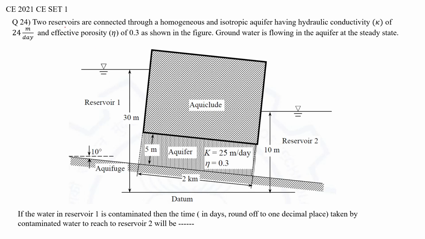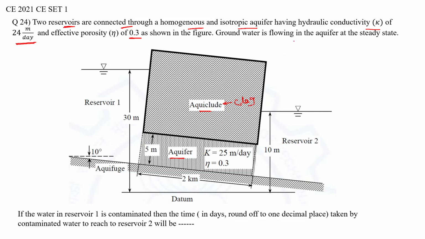So the two reservoirs are connected through a homogeneous and isotropic aquifer having a hydraulic conductivity K of 24 meter per day. The units can be meter per day or per second, depending upon our usage, but maintain uniformity in the units. It has an effective porosity of 0.3, as shown in the figure. So the groundwater is flowing in the aquifer, and this is an aquiclude. It can be clay, so it only stores the water, it does not allow percolation.